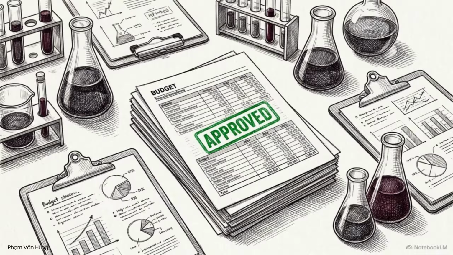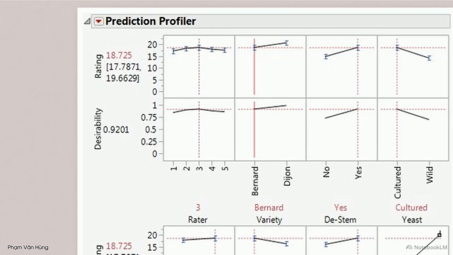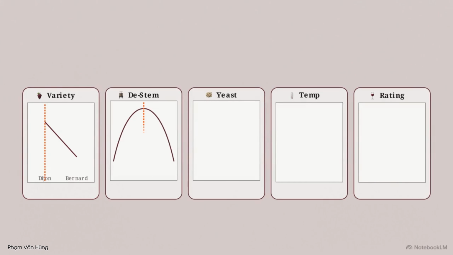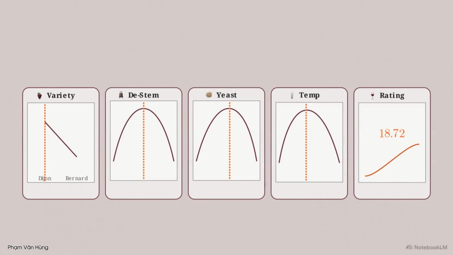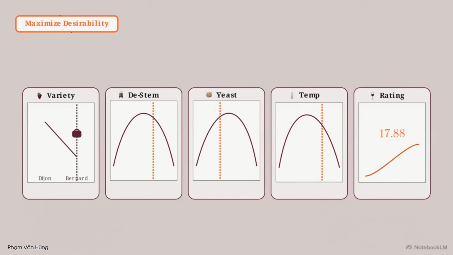Once the physical experiment is complete, we transition to our core analysis engine, the Prediction Profiler. This chart is the Profiler UI. By clicking Maximize Desirability from the red triangle menu, the software instantly reveals the best possible wine recipe, yielding a peak predicted score of 18.725. But manufacturing realities hit roadblocks. Suppose optimal Dijon grapes are out of stock and we must use Bernard. We move the variety slider to Bernard, lock it, and rerun the optimization. The system instantly recalculates the peak outcome.